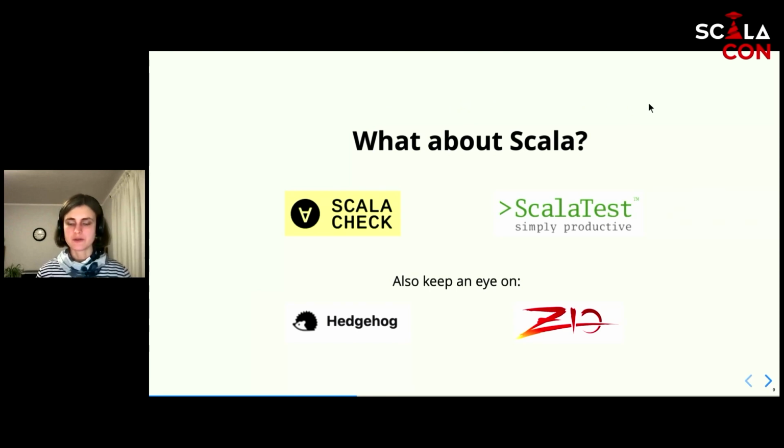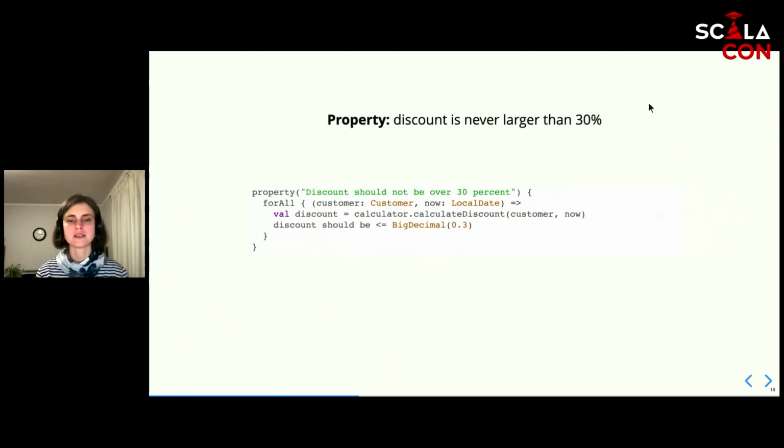So now that we have the libraries, let's finally see the code that we've been waiting for. So I will write here this property that I have mentioned, that the discount is never larger than 30%. Let's see how it looks in a test case that you can have in your project. So here, the main part of the test is very similar to what we have seen before. And oh, by the way, this is in ScalaTest.